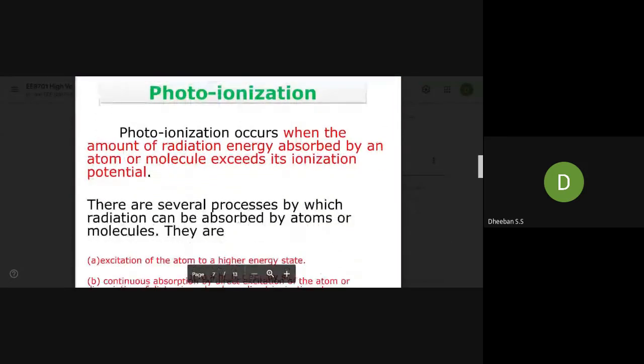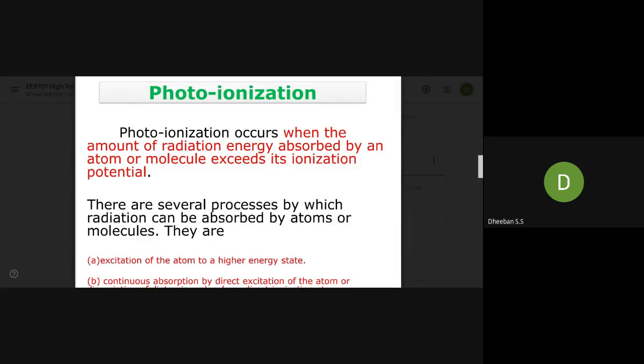Next is photoionization. As the name suggests, this is with respect to the light effect. The light effect may be any kind of radiation. It can be ultraviolet, or infrared, or a normal light wave. Regarding the definition, photoionization occurs when the amount of radiation energy absorbed by the atom or molecule exceeds its ionization potential.